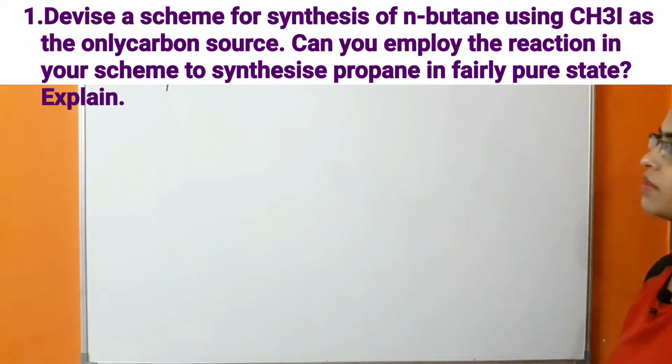Now first we start discussing the problems which are related to alkanes, that is the first hydrocarbon. So the first question is written on the board. Devise a scheme for the synthesis of n-butane using methyl iodide as the only carbon source.